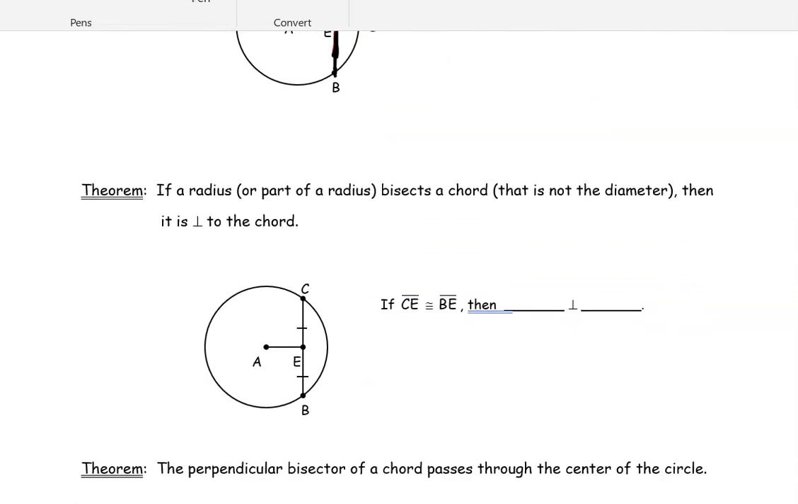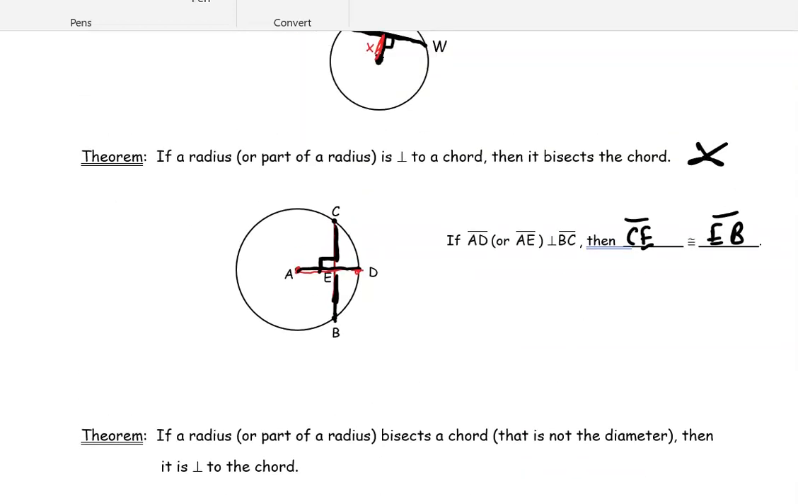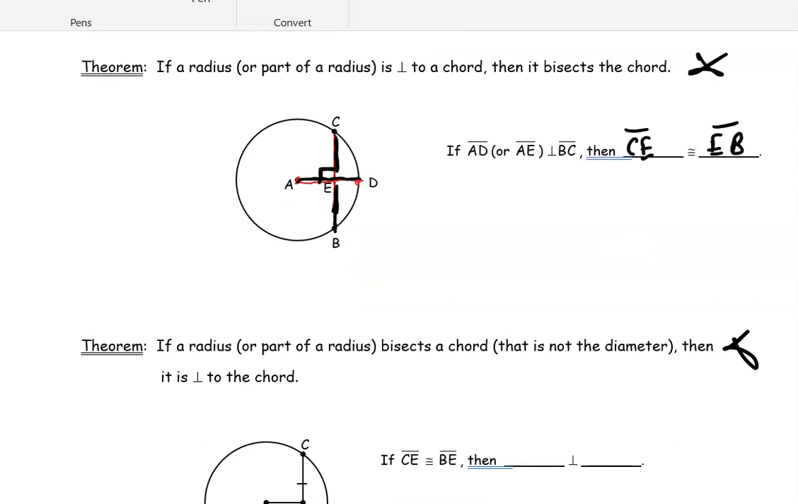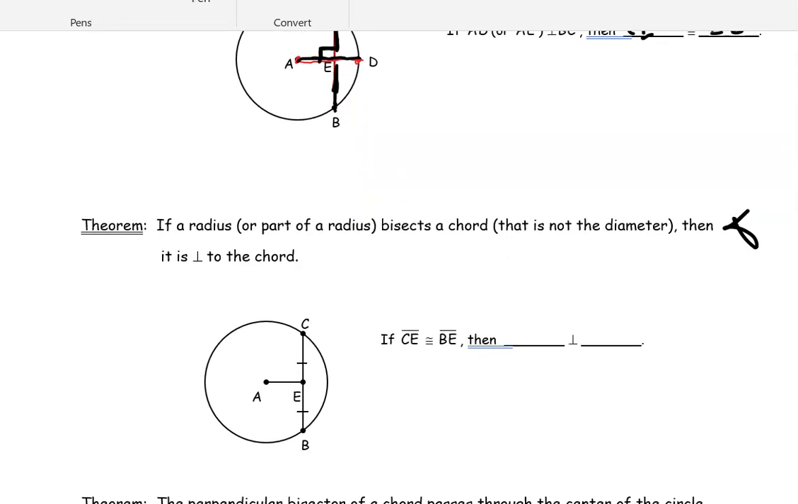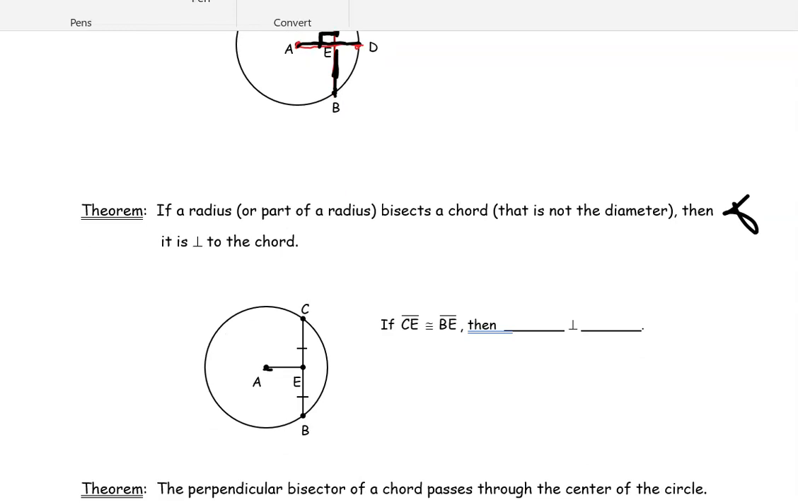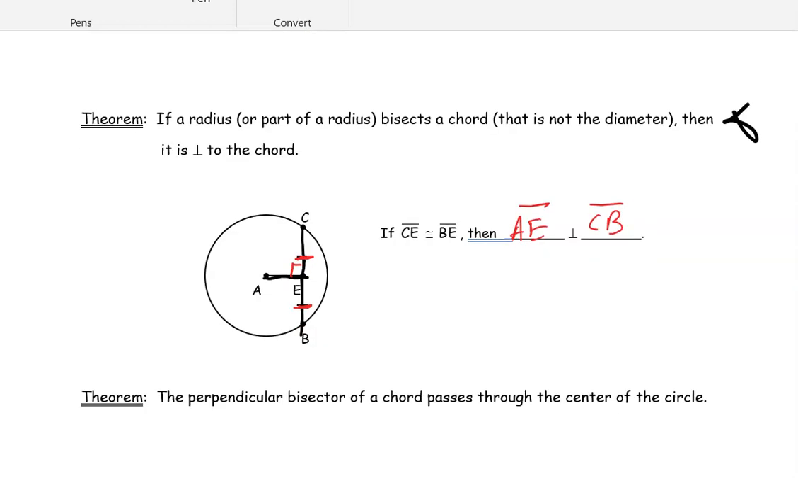Third one, if a radius or part of a radius bisects a chord that is not the diameter, then it must be perpendicular to the chord. So it's kind of the opposite of this. It's basically just a different way of saying this. All right, they kind of are one and the same. It's kind of an if-then statement. If we know that our radius cuts this overall segment in half, which we would, because we're given this little mark here telling us that those two segments are congruent, then that would have to mean that it is also perpendicular. So we would write that segment AE would have to be perpendicular to segment CB. Okay, so those two kind of are one and the same.